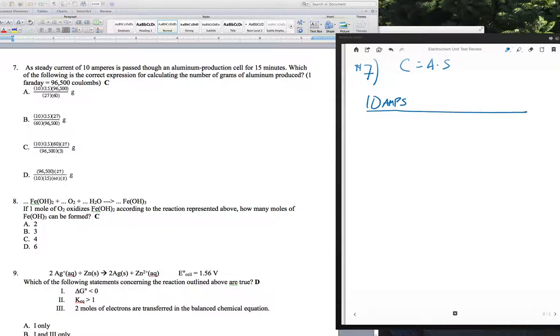Good. So we get 10 amps, and then you multiply it times the 15 minutes. To get that to seconds, for every 1 minute is 60 seconds. So the minutes cancel out, and now we have amps times seconds. So now we've got coulombs, and now we need to convert through coulombs.